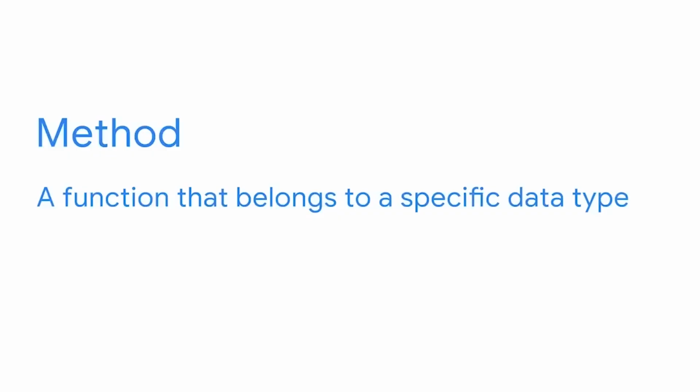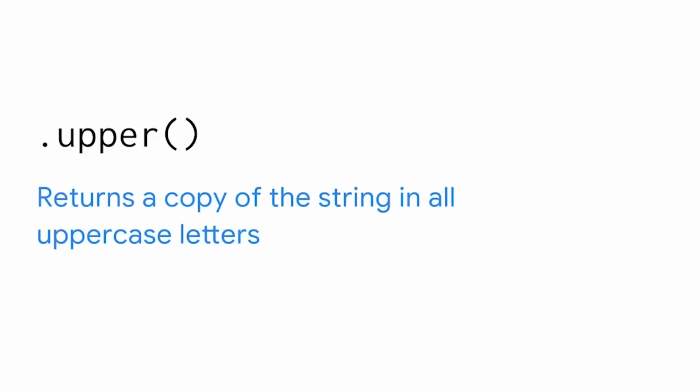Finally, we're going to talk about string methods. A method is a function that belongs to a specific data type. So, using string methods on another data type, like an integer, would cause an error. Unlike other functions, methods appear after the string. Two common string methods are the upper and the lower methods. The upper method returns a copy of the string in all uppercase letters.